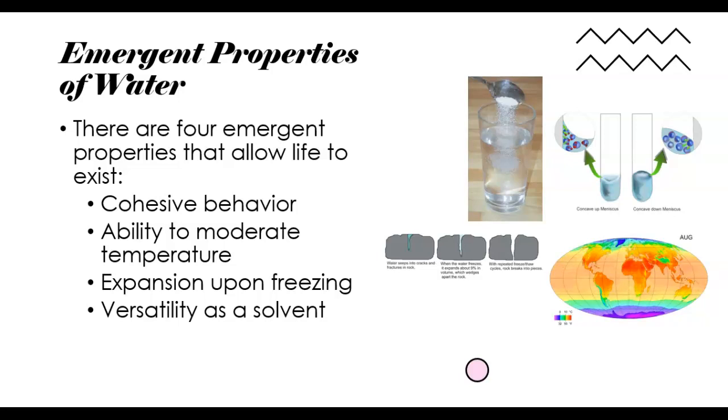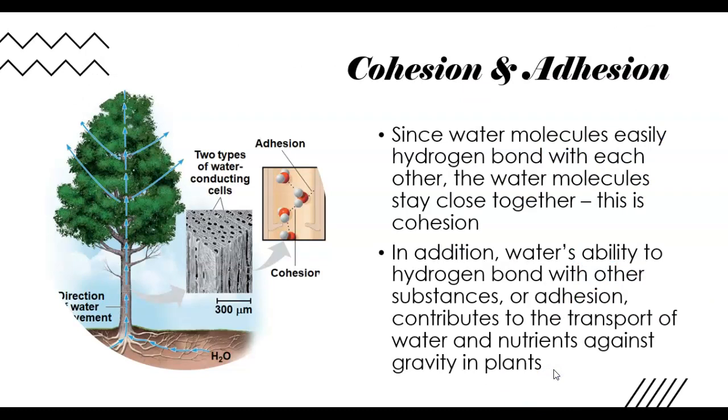And so there are 4 major properties that water has that are necessary for life on Earth. First of all, its cohesive behavior is important for lots of different things. Its ability to moderate temperature keeps our Earth at temperatures that in most places humans can survive, animals and plants can survive. It expands upon freezing, which is important for lots of different things. The example that's shown here in the picture is weathering of rock. That is an important component. And finally, its versatility as a solvent. We call it the universal solvent for good reason. It's used for lots of different things. So let's talk about those in turn.